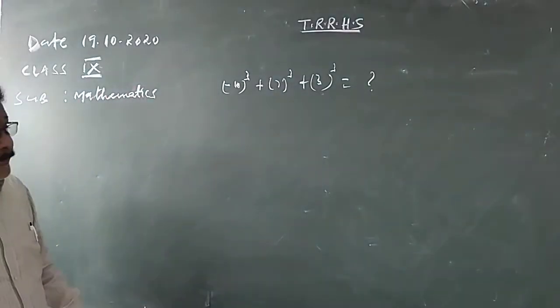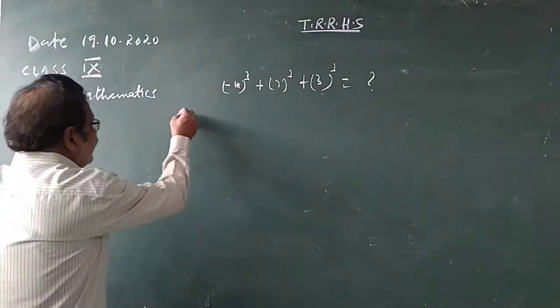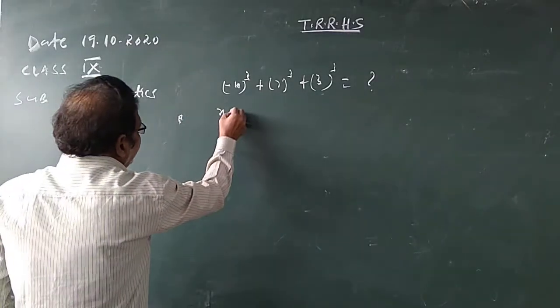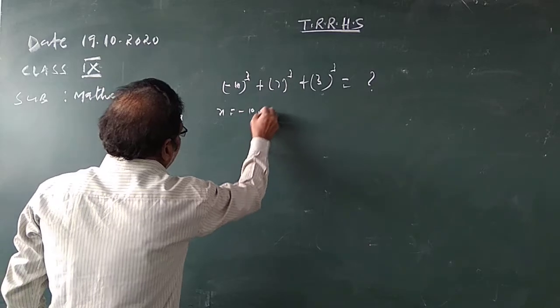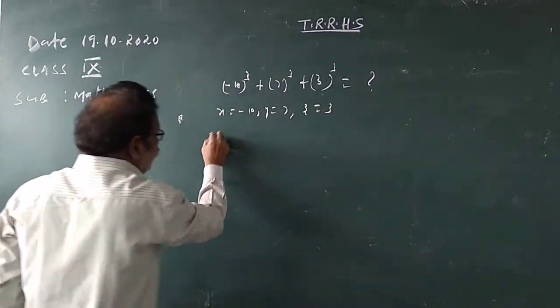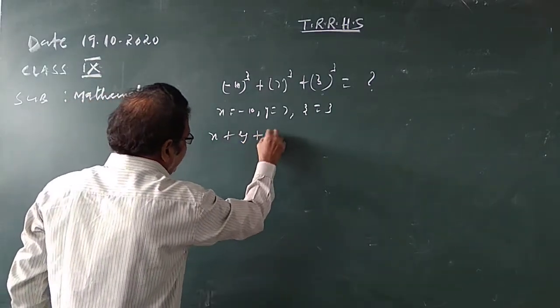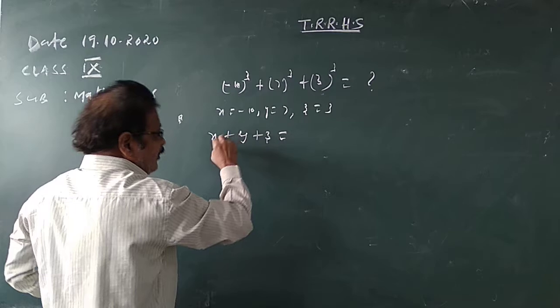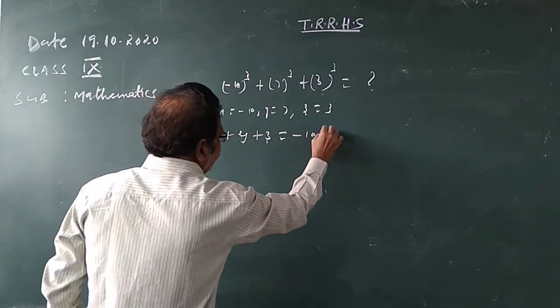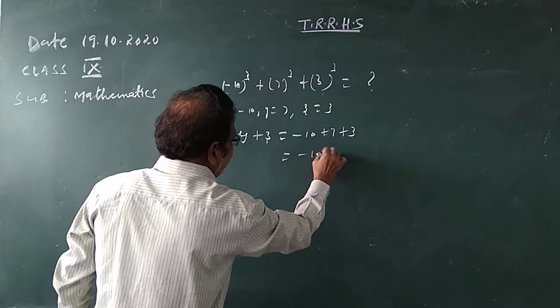We can use the condition: x is equal to minus 10, y is equal to 7, z is equal to 3. The sum should be 0. Let us check whether x plus y plus z is equal to 0 or not. X value minus 10, y value 7, z value 3. Minus 10, 7 plus 3, 10, that is 0.